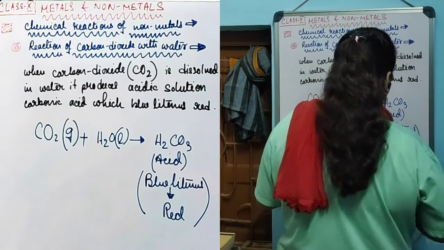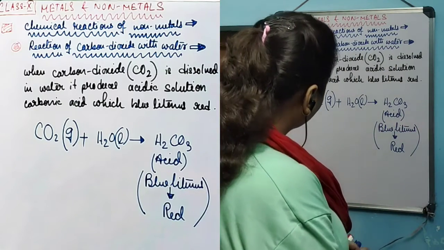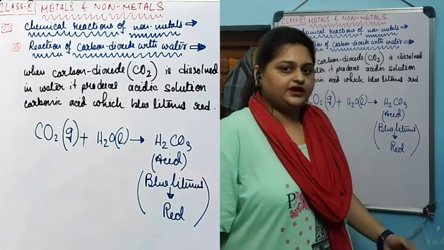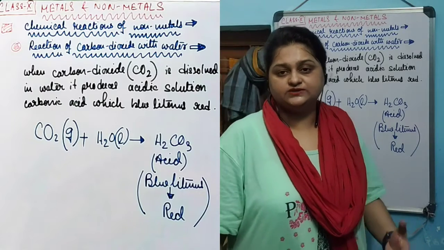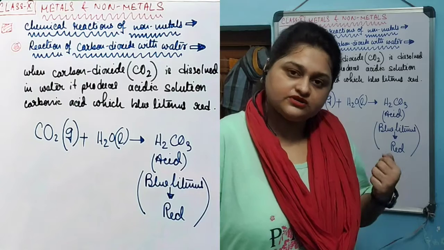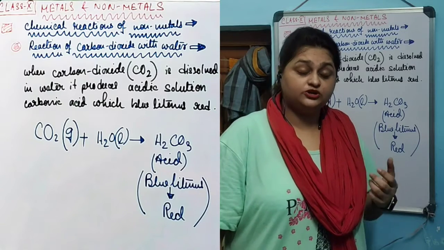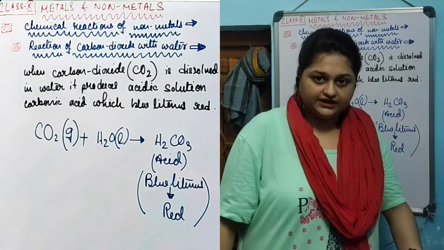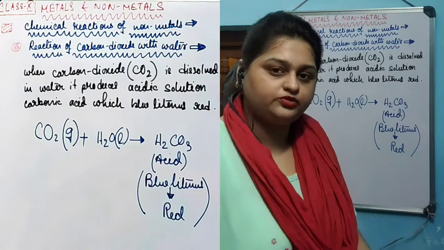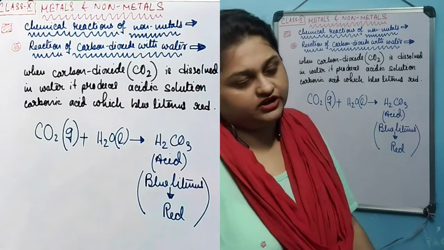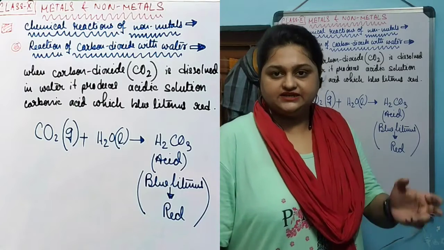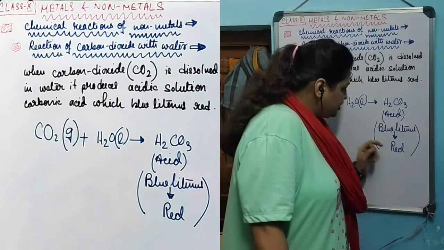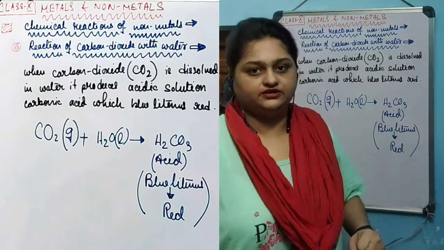which proves that this solution is acidic in nature, or in turn you can say that the aqueous solution of carbon dioxide is acidic in nature. Why? Because the aqueous solution of carbon dioxide is nothing but the H2CO3 solution. That is, when carbon dioxide is dissolved in water, the aqueous solution produced is H2CO3, an acidic solution, which can be evidently proved by the change of color of blue litmus to red.